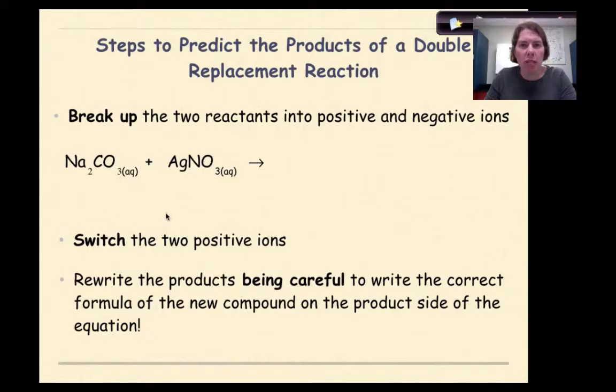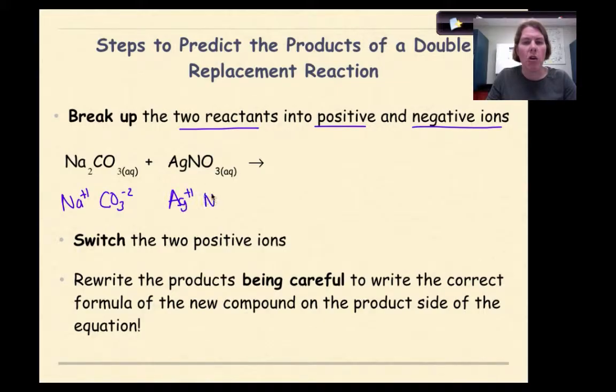When you're doing double replacement reactions, the best thing that you can do is take it slowly. So if we look at this example right here, the first thing we're going to do is break up the 2 reactants into positive and negative ions. Now, if you're good at this, you don't need to do this step, but for those of us that make silly mistakes, it's never a bad idea. So if I look at my first reactant here, I know this is going to be Na plus 1 and carbonate, so CO3 minus 2, and again, I'll check that on Table E. Then I'll look at my second reactant, Ag plus 1 and NO3 minus 1, again on Table E.